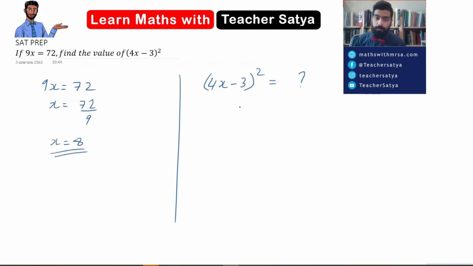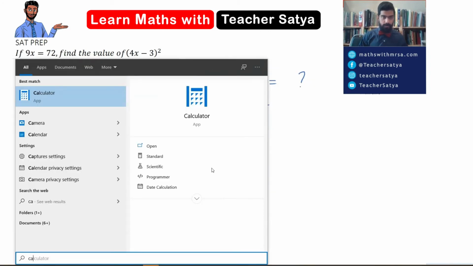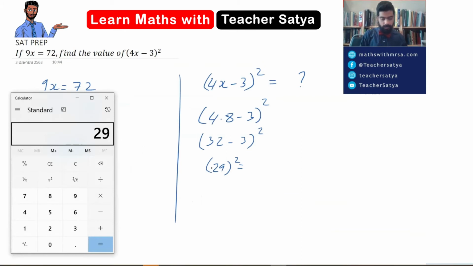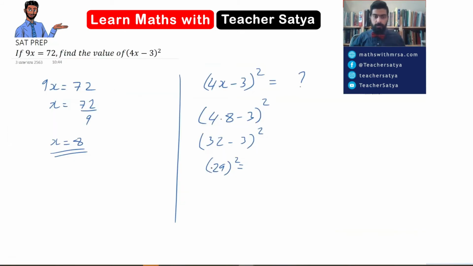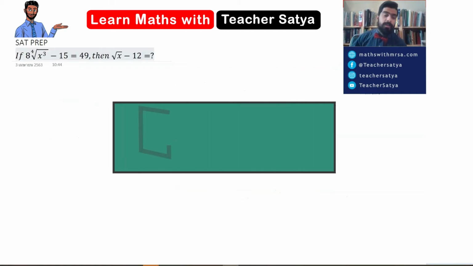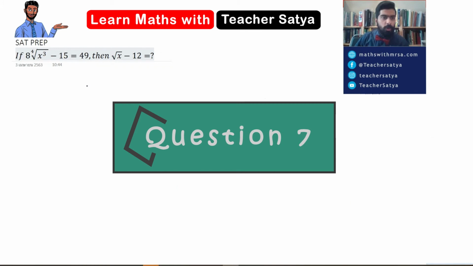Now we can take the value of x and substitute it here. So we would have 4 multiplied by 8 minus 3 the whole square, which is equal to 32 minus 3 the whole square, which is equal to 29 the whole square. And if we use the calculator to be certain, 29 times 29 is equal to 841. Here we go.